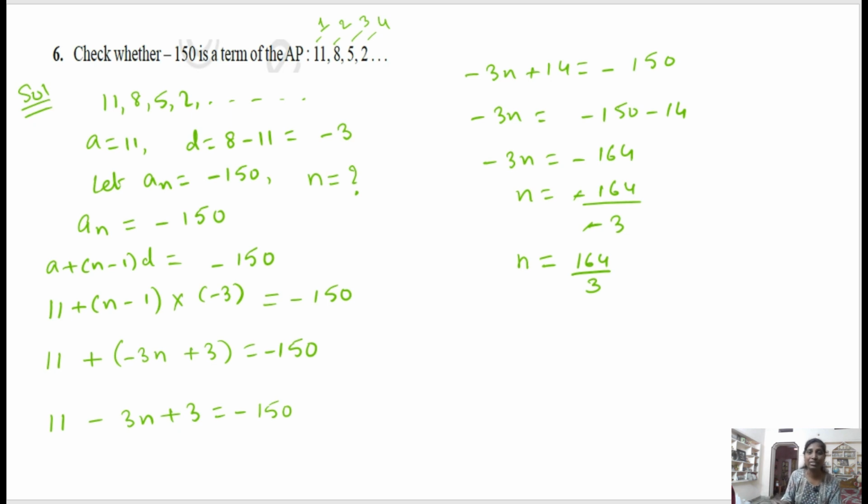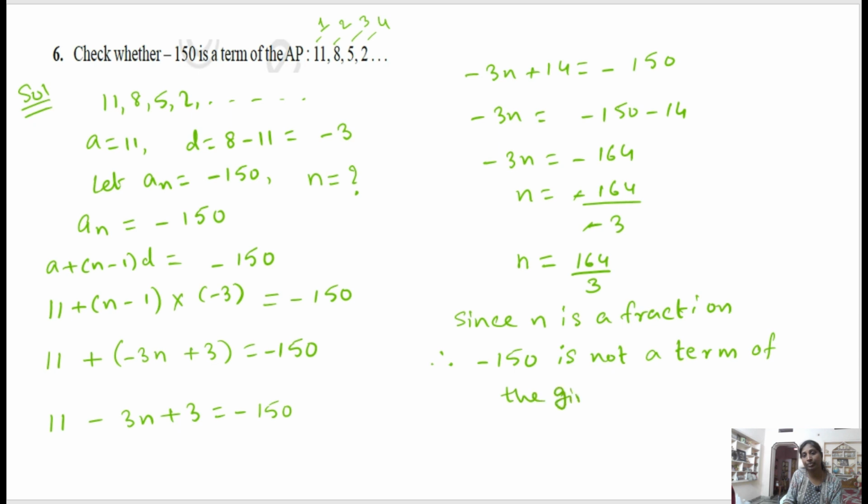So finally we should write: since n is a fraction, therefore minus 150 is not a term of the given AP. Clear? Minus 150 is not a term of the given AP.